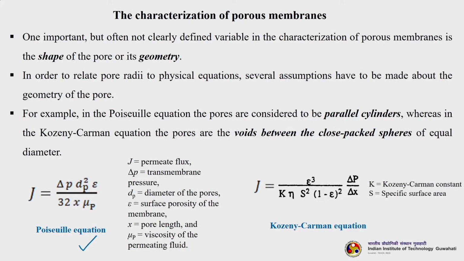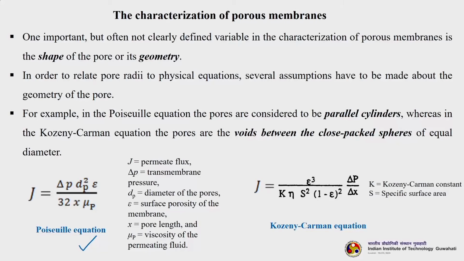Now, another equation is the Kozeny-Carman equation. The difference between the Poiseuille and Kozeny-Carman equations is that in the Poiseuille equation the pores are considered to be parallel cylinders, which is actually an assumption. In real life it is not so. But in the Kozeny-Carman equation it is assumed that the pores are the voids between closely packed spheres of equal diameter. I will just try to show you how it will be. So, let us see, this is how.